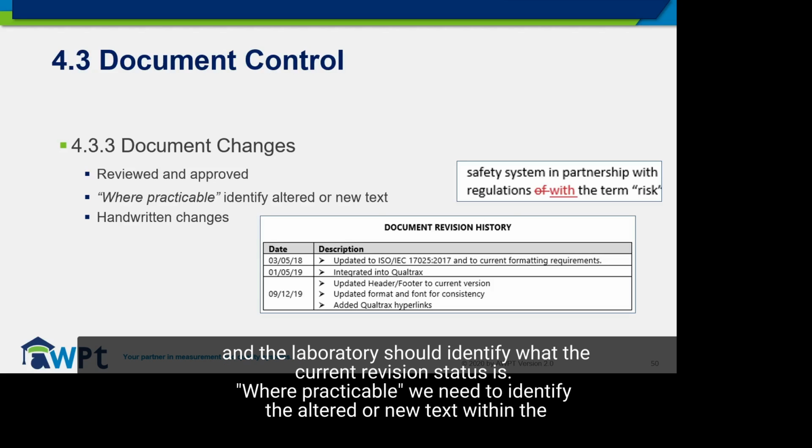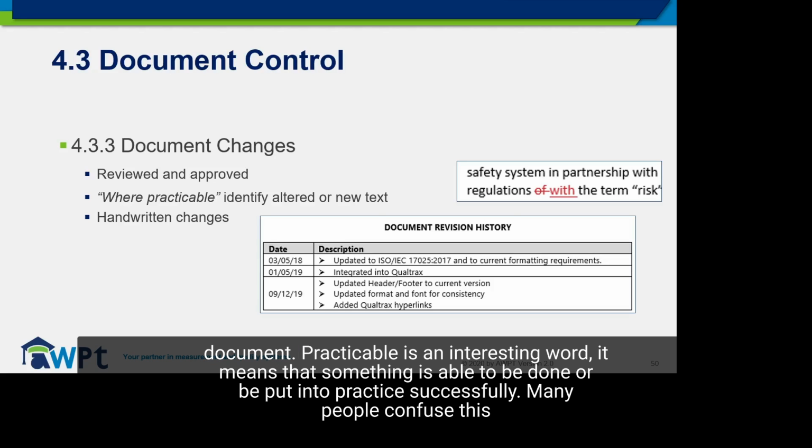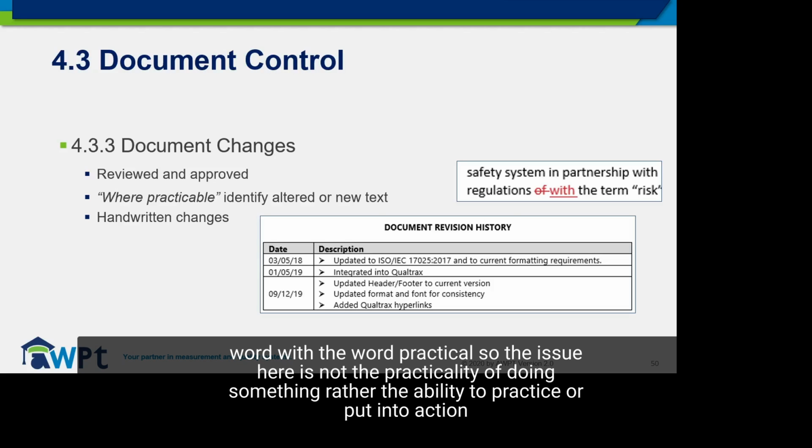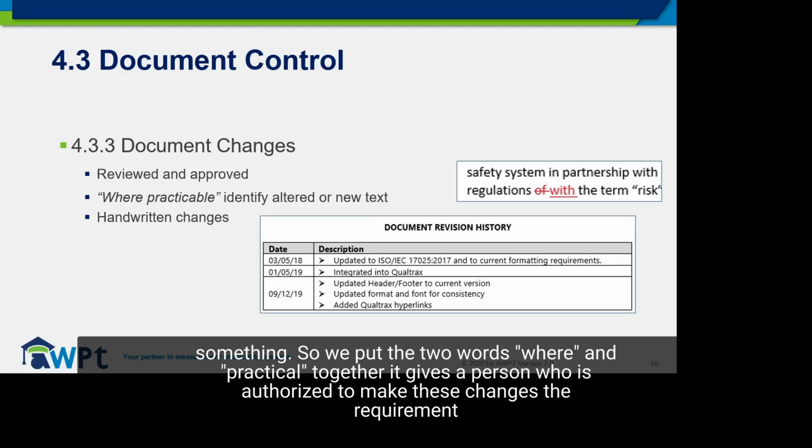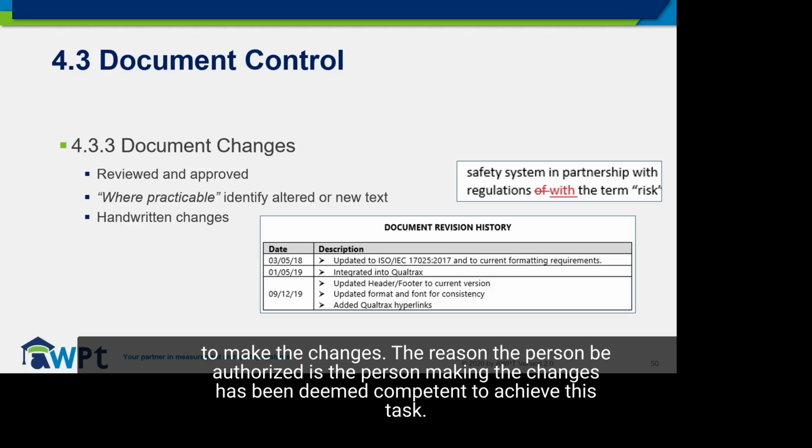And the laboratory should identify what the current revision status is. Where practicable, we need to identify the altered or new text within the document. Practicable is an interesting word. It means that something is able to be done or be put into practice successfully. Many people confuse this word with the word practical. So the issue here is not the practicality of doing something, rather the ability to practice or put into action something. So when we put the two words where practicable together, it gives the person who is authorized to make these changes the requirement to make the changes.